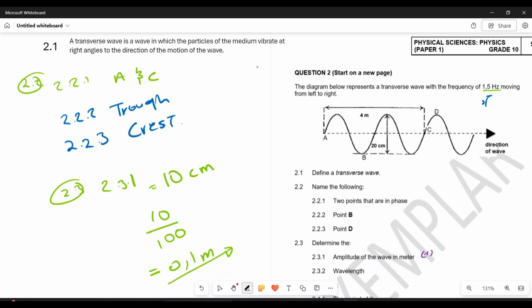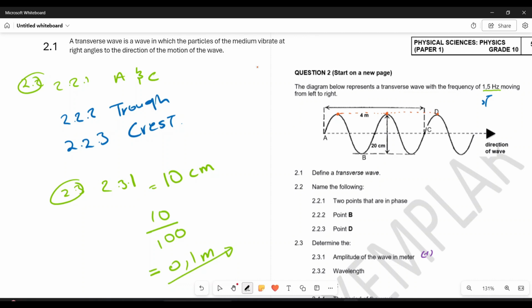Now, second question, whereby we need to determine the wavelength. Now, how are we going to go about determining our wavelength? First, what is your wavelength? Your wavelength is the distance between your crests or between your highest points. So these would be your wavelength. And also from here to here, this also represents your wavelength.